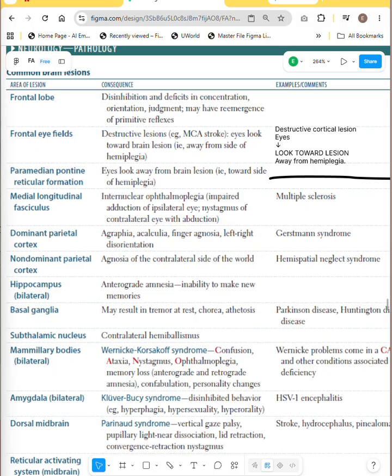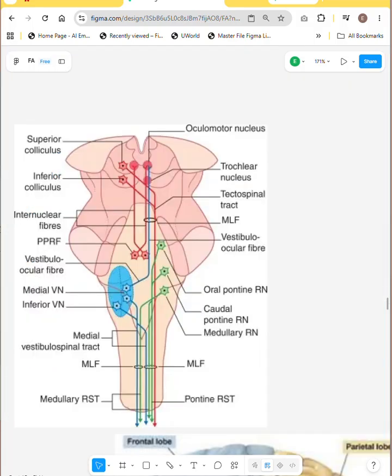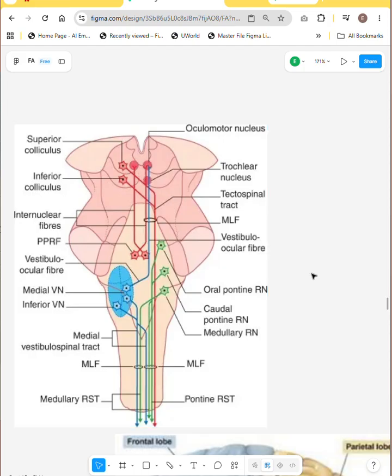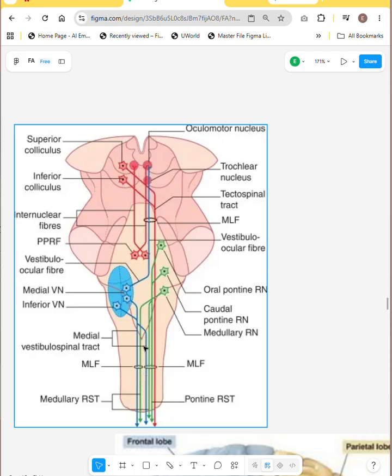Okay, moving on to the medial longitudinal fasciculus. All right, so remember we talked about the medial longitudinal fasciculus. It's a paired, heavily myelinated nerve tract located near the midline of the brainstem. So you have the MLF here, right? It basically lies in the midline of the brainstem. It takes part of the midbrain, pons, and upper medulla here.